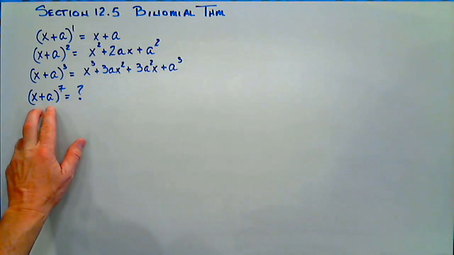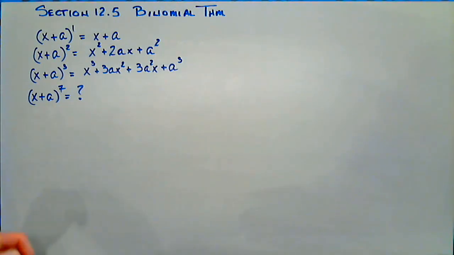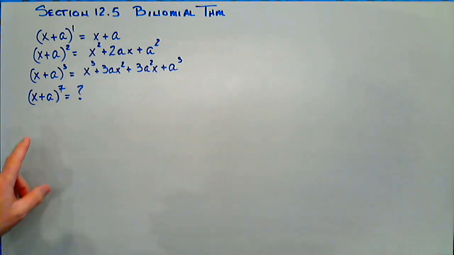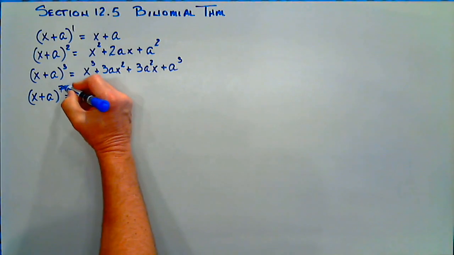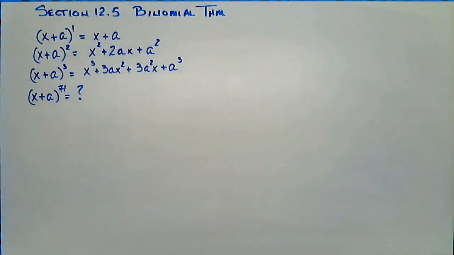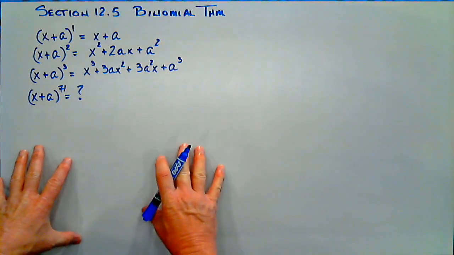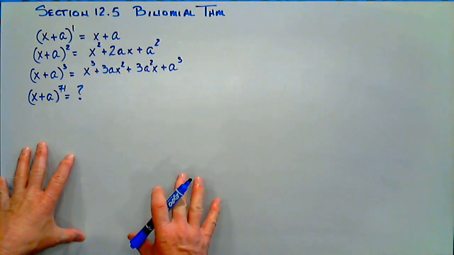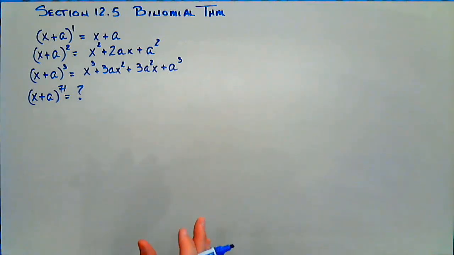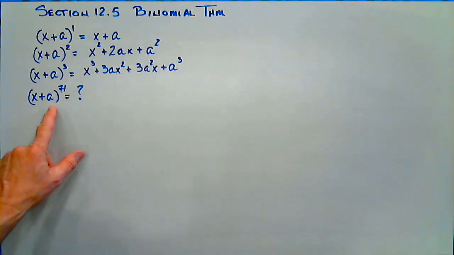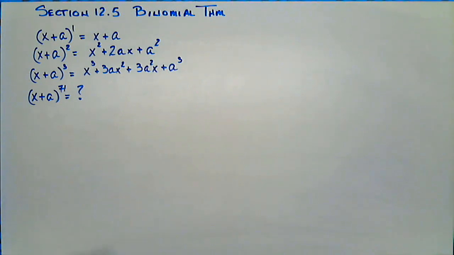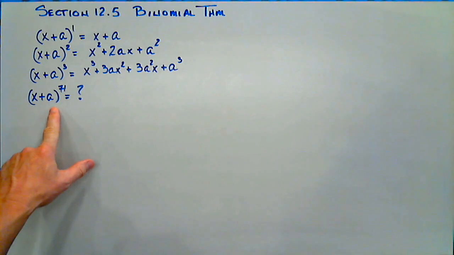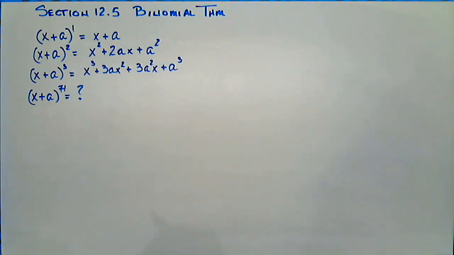And if we have to expand this, we would want a better solution than just taking x plus a and multiplying it together 7 times. Because what happens if instead of 7, this is 71? There's got to be a better way. So we're going to do some work to give us some background, so we can get to the theorem that's going to tell us how to find this in a much shorter manner than multiplying x plus a together 70 times.